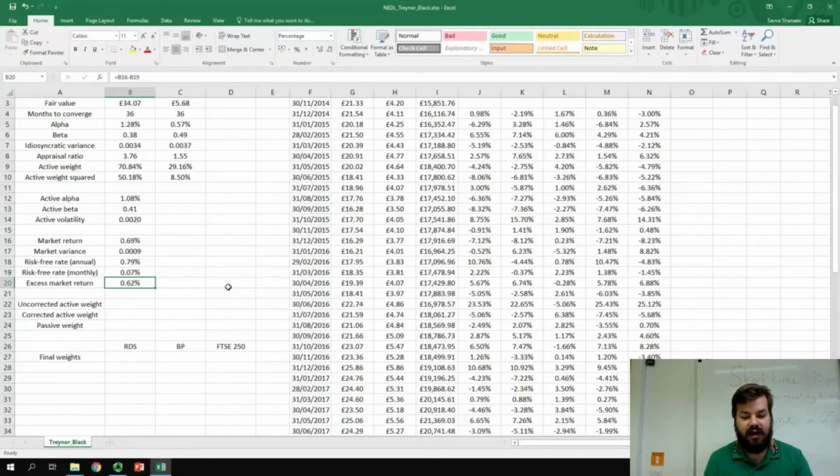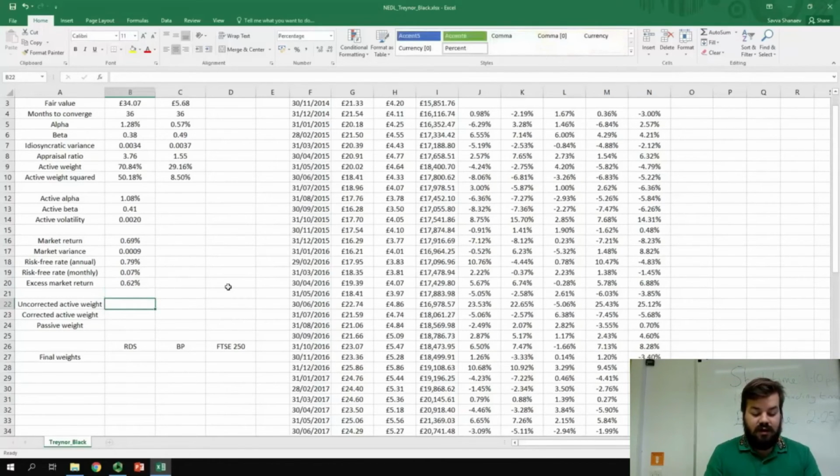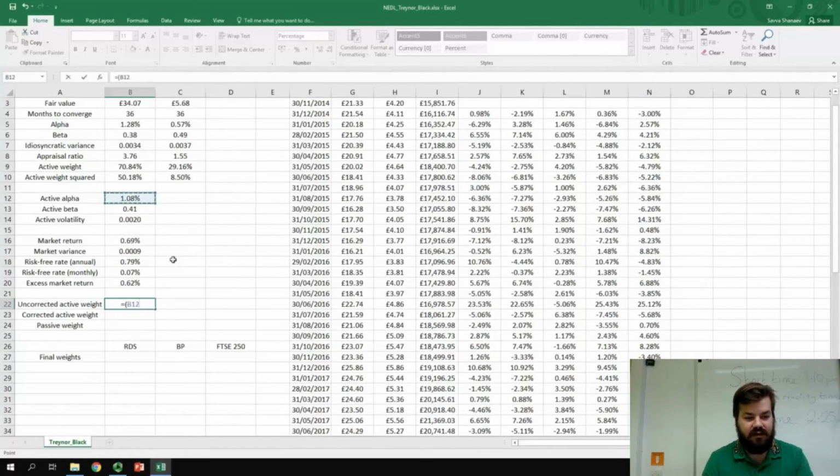Now, we need to compare the risk-adjusted performance of the passive portfolio and the active portfolio to determine how much of our capital we need to allocate towards actively managed investment. To do so, we need to divide the risk-adjusted performance of our active portfolio, which would be our active alpha divided by our active volatility. And this would be our numerator. This is how attractive, adjusted for risk, is our active investment.